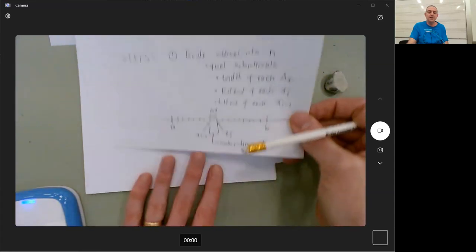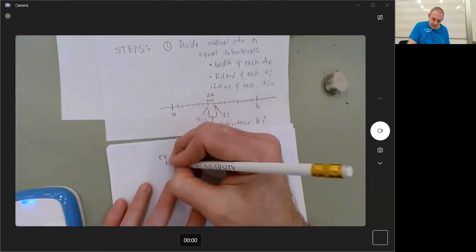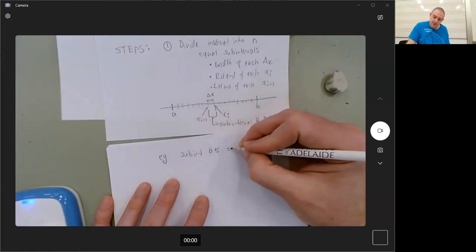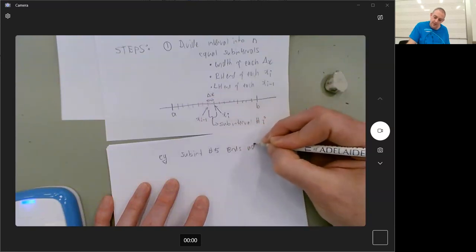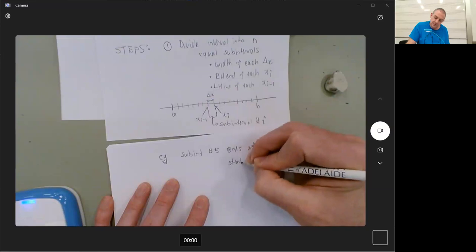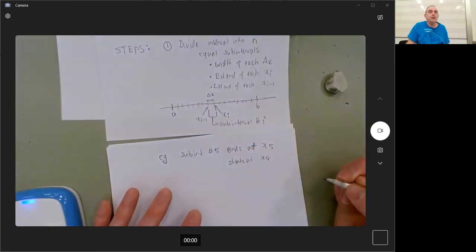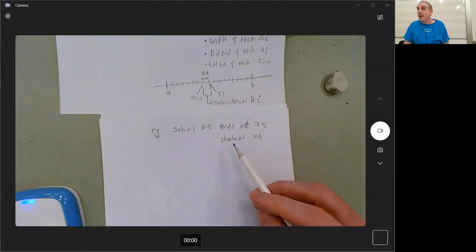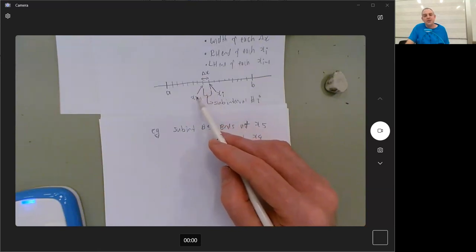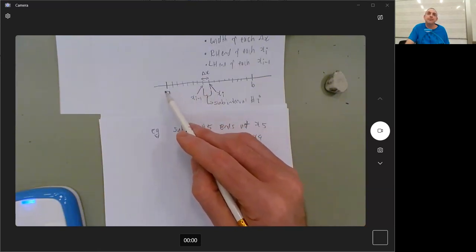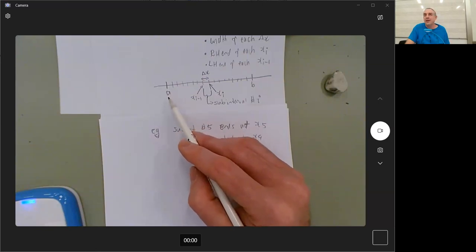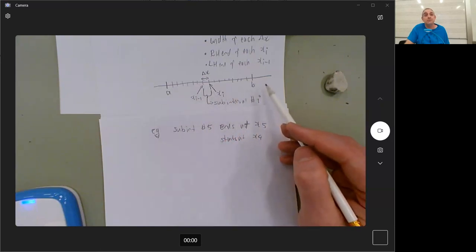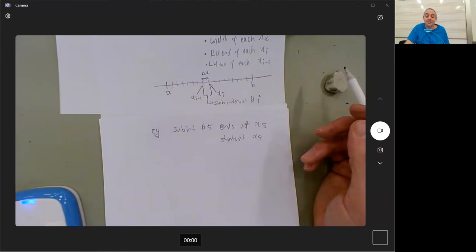In fact, I may just write down what I just said. So for example, subinterval number 5 ends at x5 and starts at x4. That's the idea. Okay, and every subinterval does that. And if you're paying very close attention, x0 is the beginning of subinterval number 1 and is therefore A. And xn is the end of subinterval number n, which is the last interval and is therefore B. Just in case you were wondering about that.